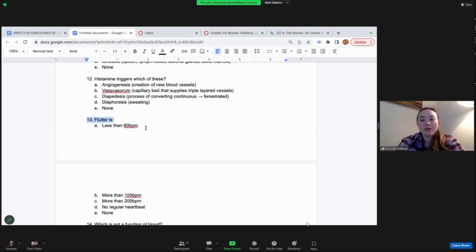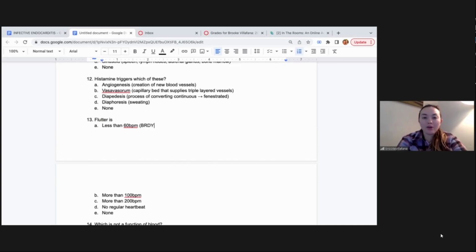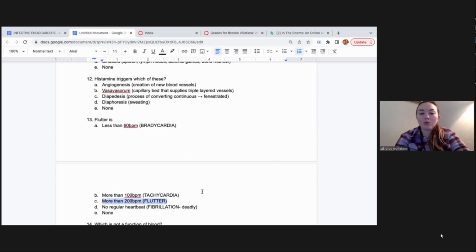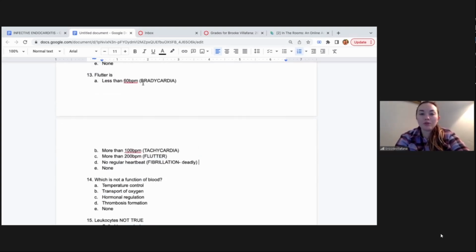All right, so less than 60 beats per minute, these are just a few more heart ones that I didn't talk about, is bradycardia. So if you see bradycardia on your exam, that is less than 60 beats per minute. More than 100 beats per minute is tachycardia. More than 200 beats per minute is flutter. No regular heartbeat is fibrillation, and fibrillation is deadly. So our answer to this one would be C, more than 200 beats per minute. But you do need to know for your test all four of these: brady is less than 60, tachy more than 100, flutter more than 200, and fibrillation with no regular heartbeat, and that it's deadly.